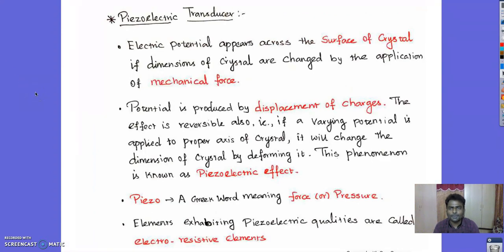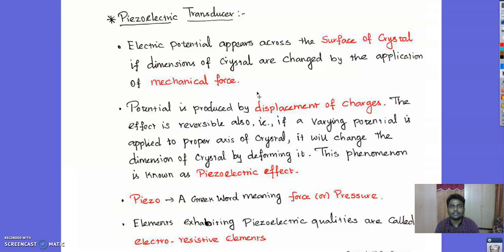The next topic is the piezoelectric transducer, and we have all heard this word piezoelectric. It is very popular for creating electrical energy with the help of force. That is, the electric potential appears across the surface of the crystal if the dimension of the crystal is changed by the application of mechanical force. We place a crystal in between two electrodes, in which the upper electrode has a diaphragm on which the force is applied, and that force is multiplied with the help of some additional devices and given to the crystal.